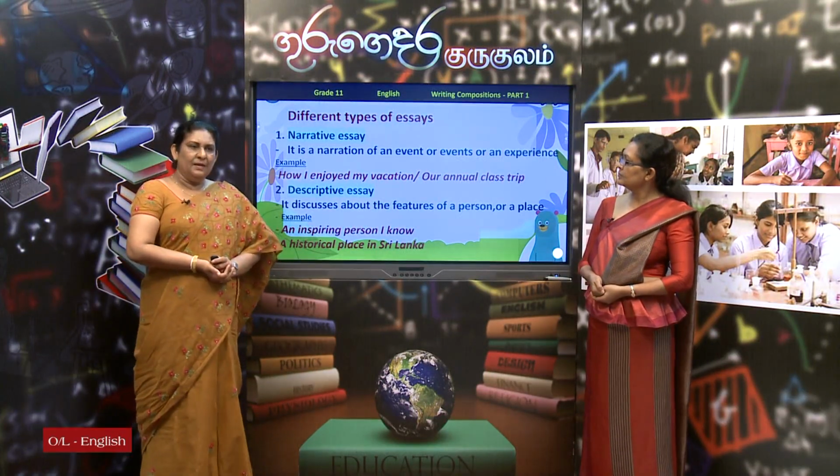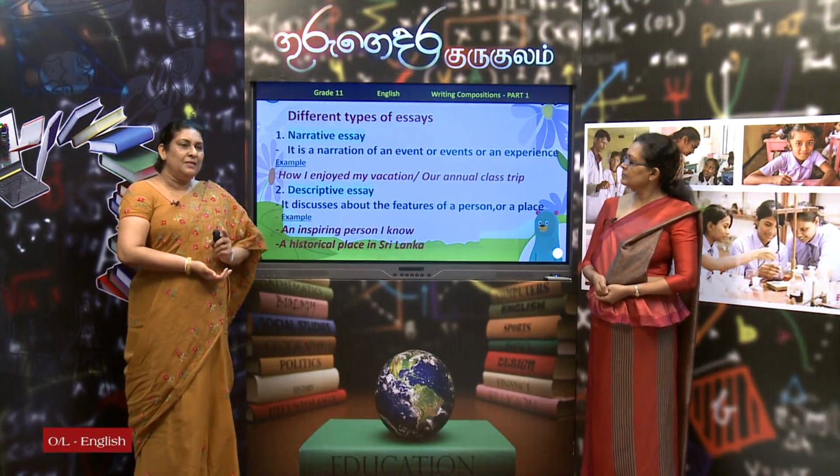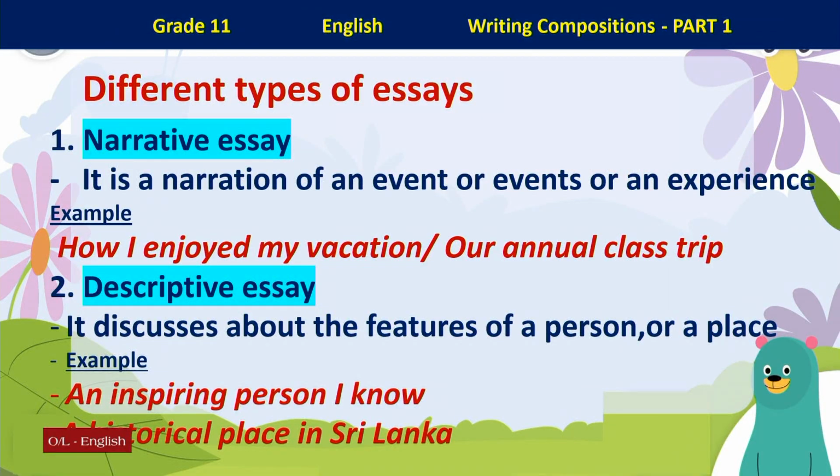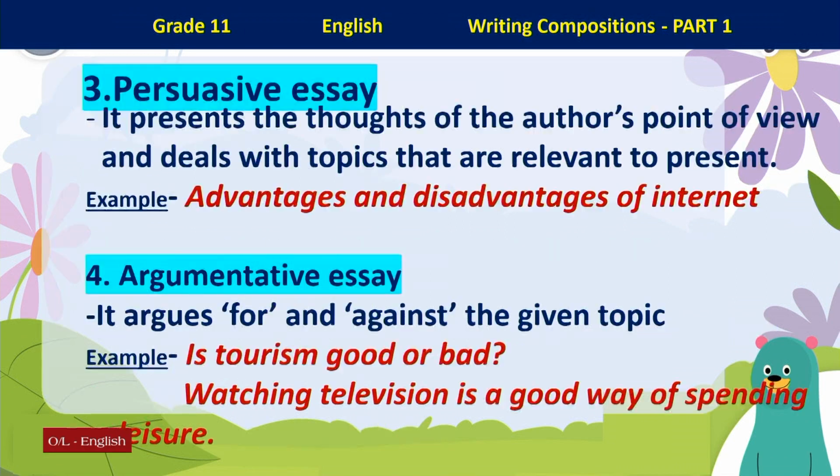Before that, I have to tell you that there are different types of essays. Narrative essay, that is you have to write a narration of an event or an experience. For example, how I enjoyed my vacation or the annual class trip. The second type is the descriptive essay. You are discussing the features of a person or a place. For example, an inspiring person I know or a historical place.